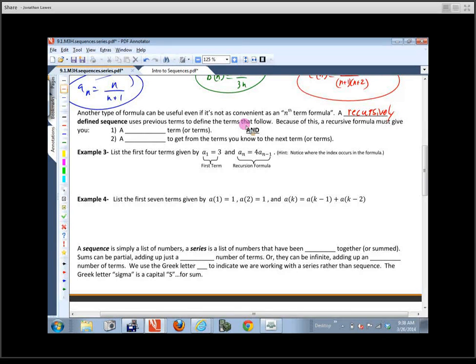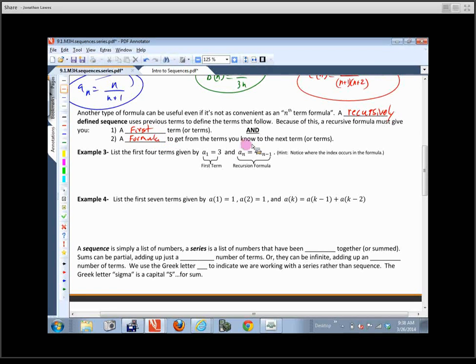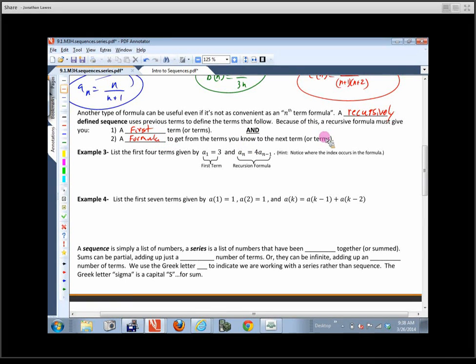Because you have to have a place to start, and then a formula to get from one term to the next, or a couple terms to the next, you've got to have a first term. Or maybe they've got to give you 2 or 3 first terms, the first one, the second one, the third one. And then they've got to give you a formula to get from the terms you know to the next term or terms. So this one right here, example 3, is a recursively defined sequence.